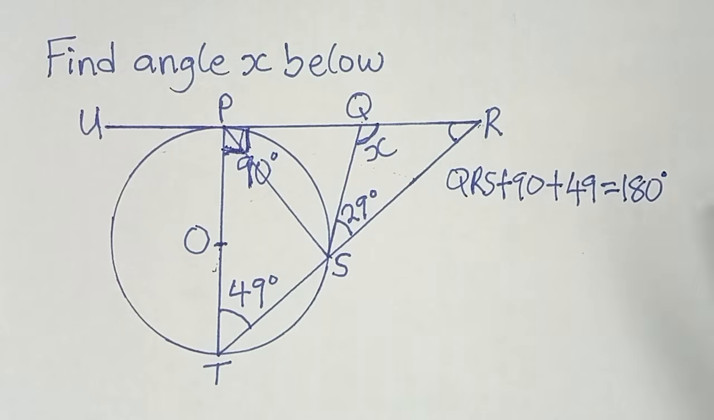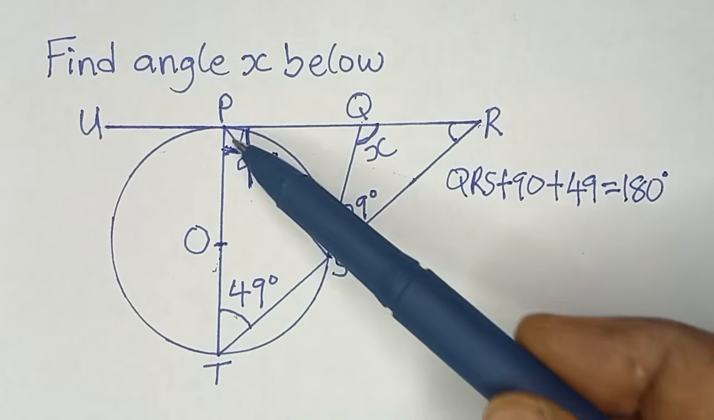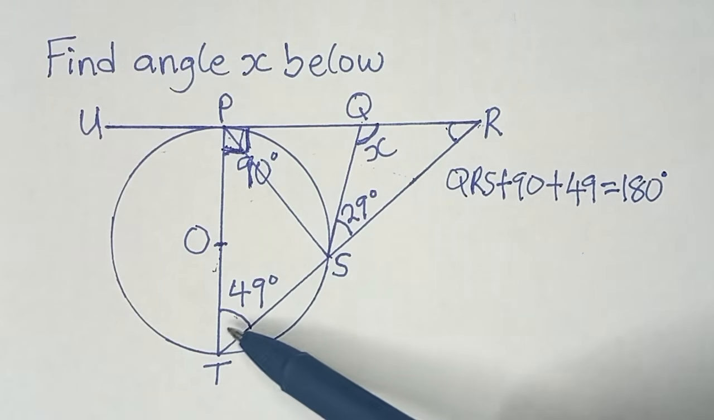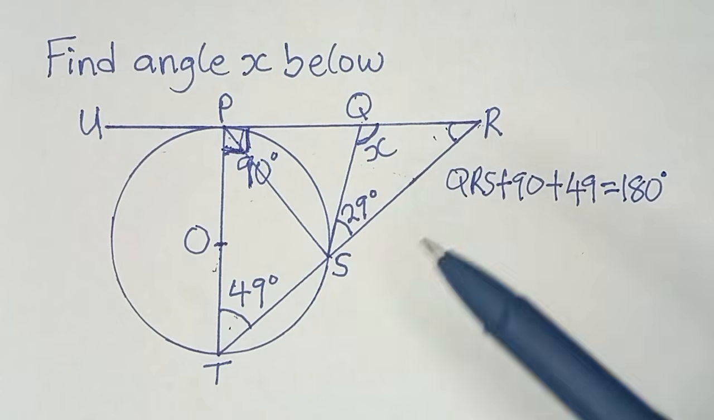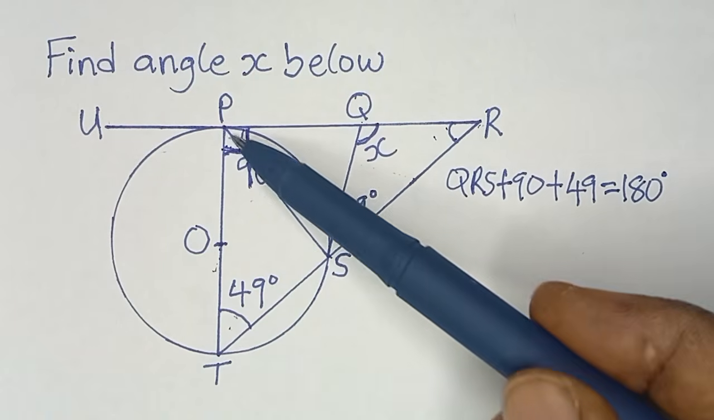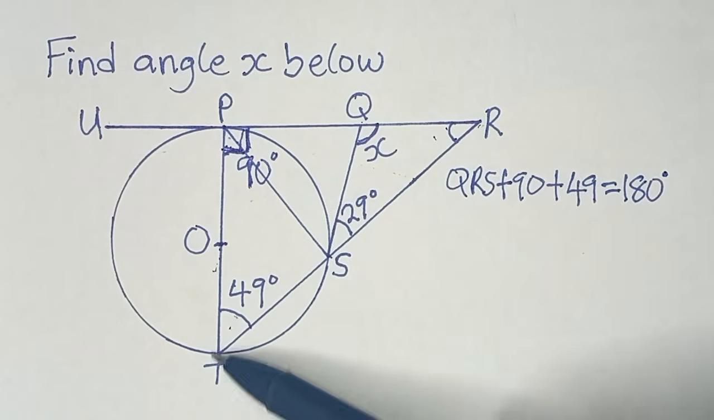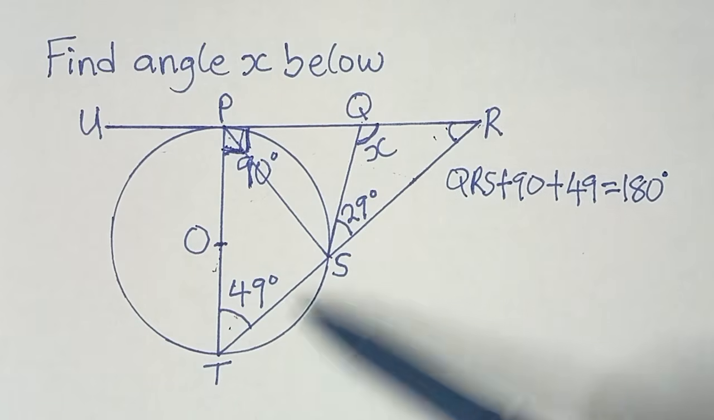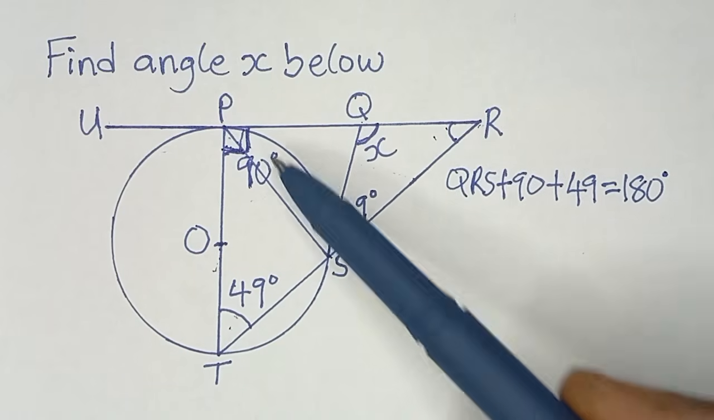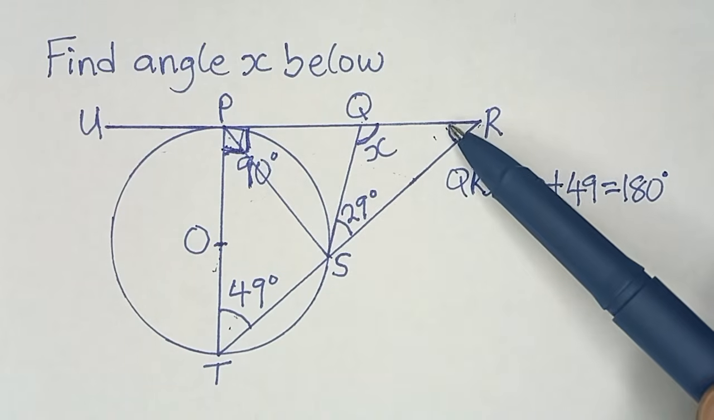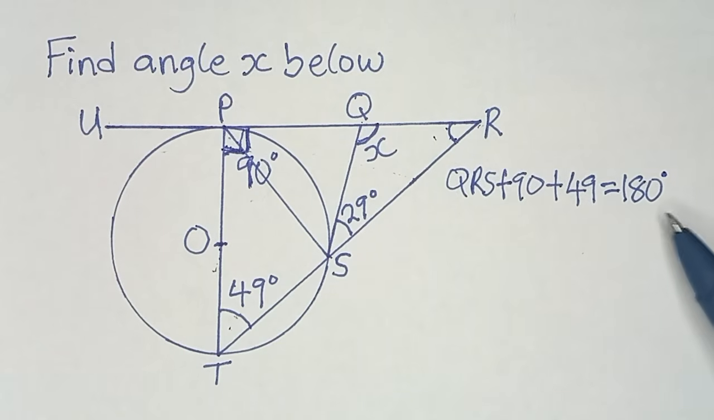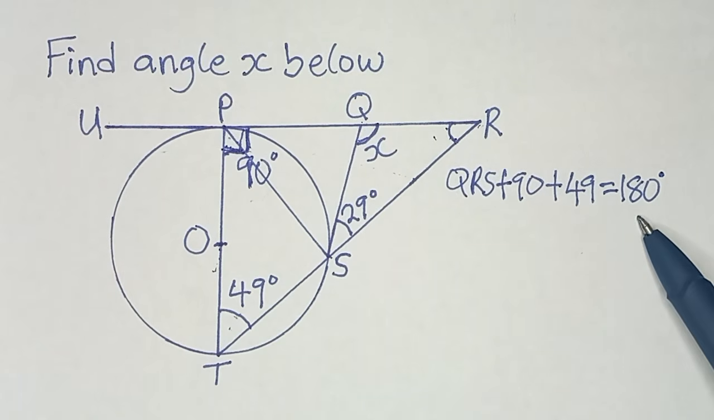And what theorem or rule is that? Sum of angles in a triangle is 180 degrees. Don't forget, I'm using triangle PRT. That is this large triangle. So this 49 degrees plus 90 degrees plus this angle QRS, the three angles sum up to 180, which is what I've written down here.